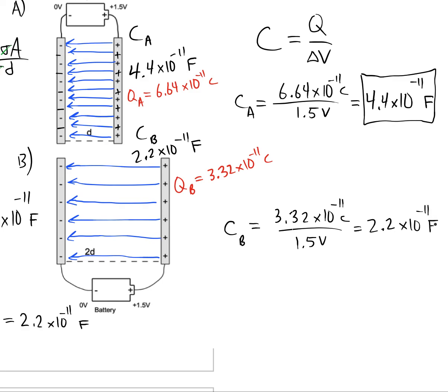So this just shows two ways of calculating the capacitance of a capacitor. You can do it from the geometry of the plates. That would be the area and the distance between them. Or you can do it based on the charge that they're holding, dividing by the potential difference across them.